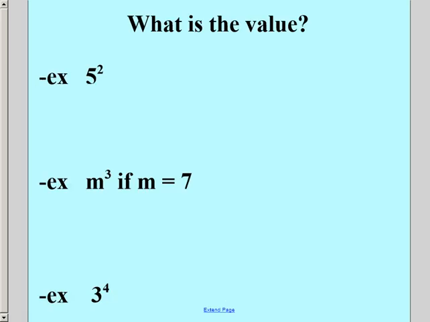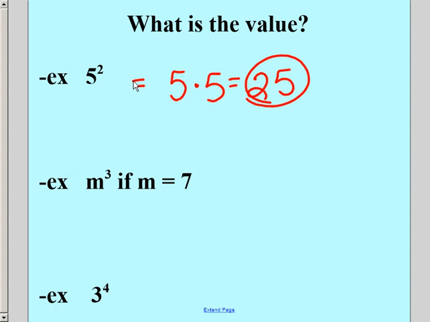Let's do a little more practice. Let's find the value or evaluate these exponents. So for 5 to the second power, or 5 squared, it's going to mean to use the 5 as a base, or as a factor twice, rather. So it means 5 times 5, which is 25. So the value of 5 to the second power is 25.